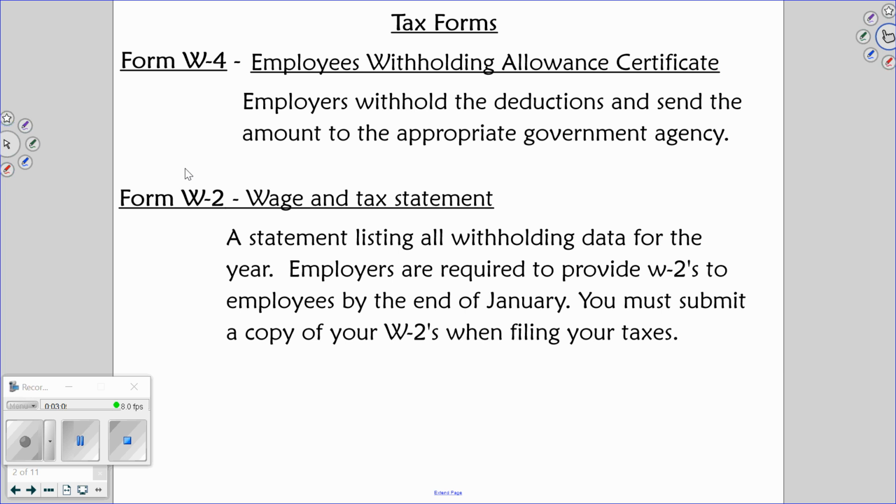All right, employers are required to provide your W-2s by the end of January. I know some employers are hard-pressed to get all that info out to you in time, but by law they have to have it to you by the end of January. When's the tax filing deadline? April 15th. And you must submit a copy of your W-2s when you file your taxes, because people who commit tax fraud change the numbers on there. Don't do that.